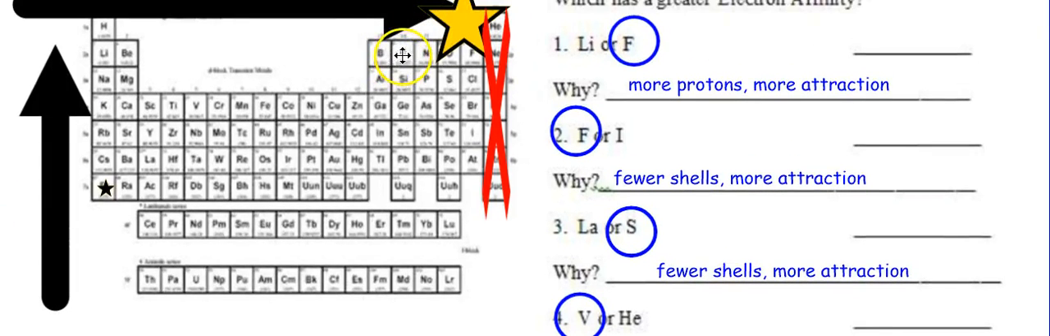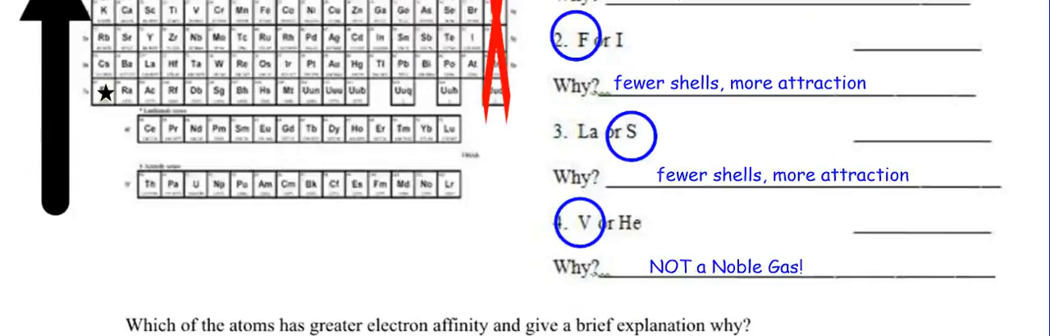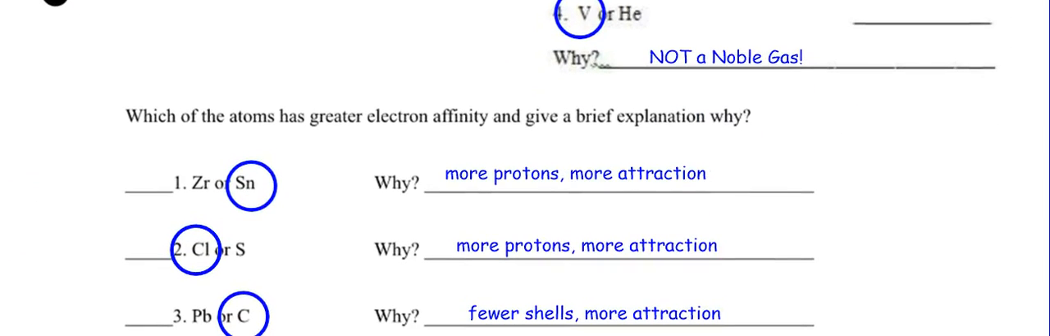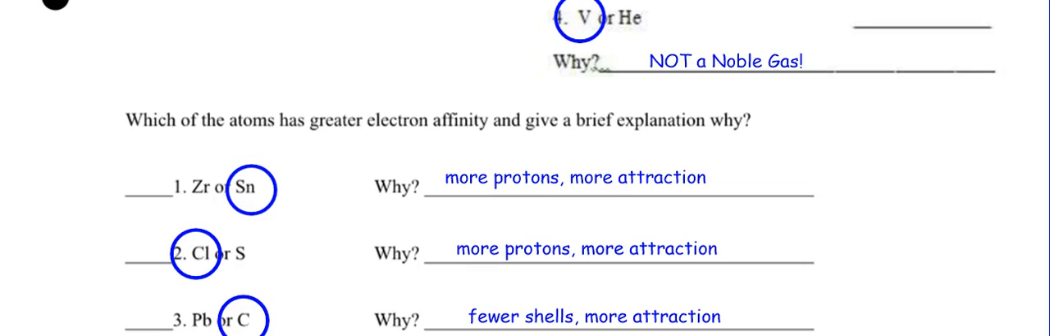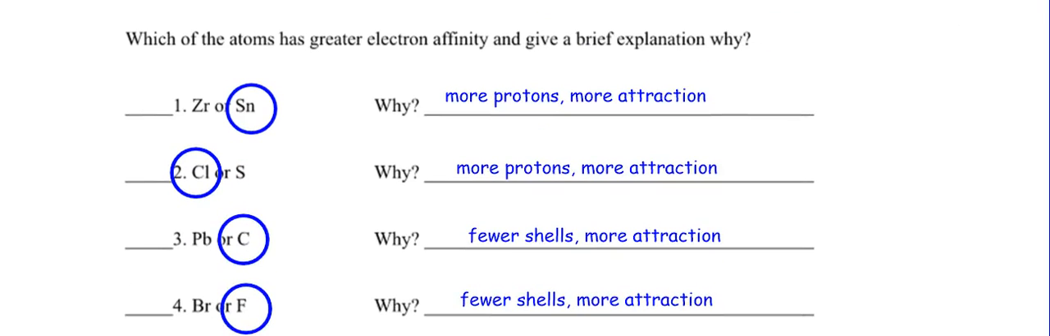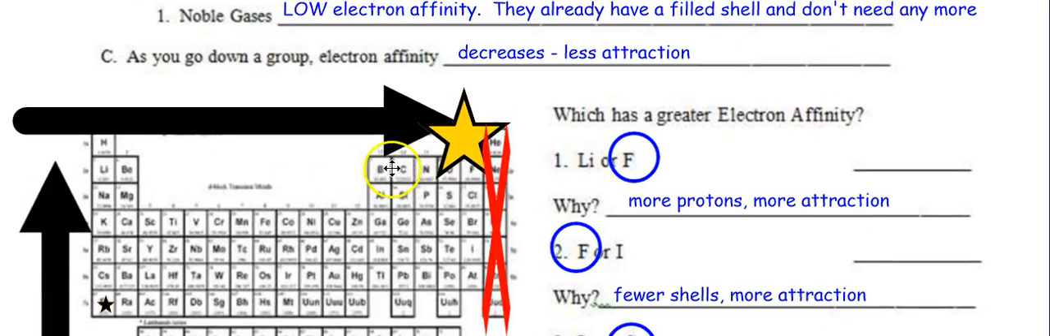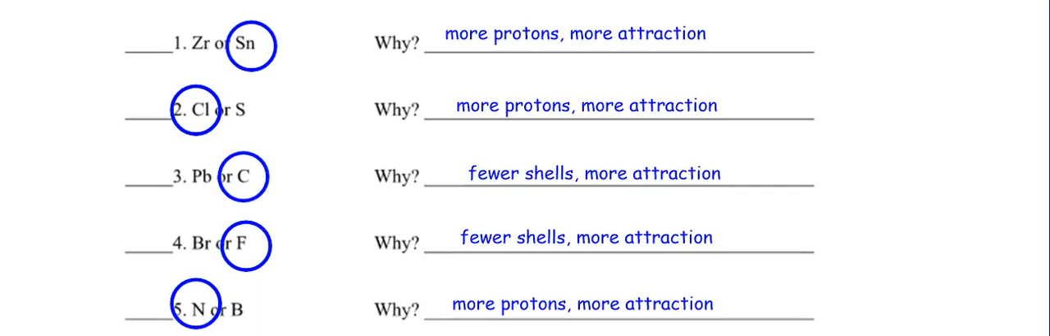What about lead and carbon? Here's lead, here's carbon. It's going to be carbon. Why? Fewer shells, more attraction. Well, bromine or fluorine? I sure hope that's a no-brainer. It's fluorine, okay? Fewer shells, more attraction. All right, what about nitrogen or boron? They're kind of almost next to each other, aren't they? Here they are. All right, so nitrogen has what? More protons, more attraction. Do you see how it is the same answer for all of these? It's all about attraction, isn't it?